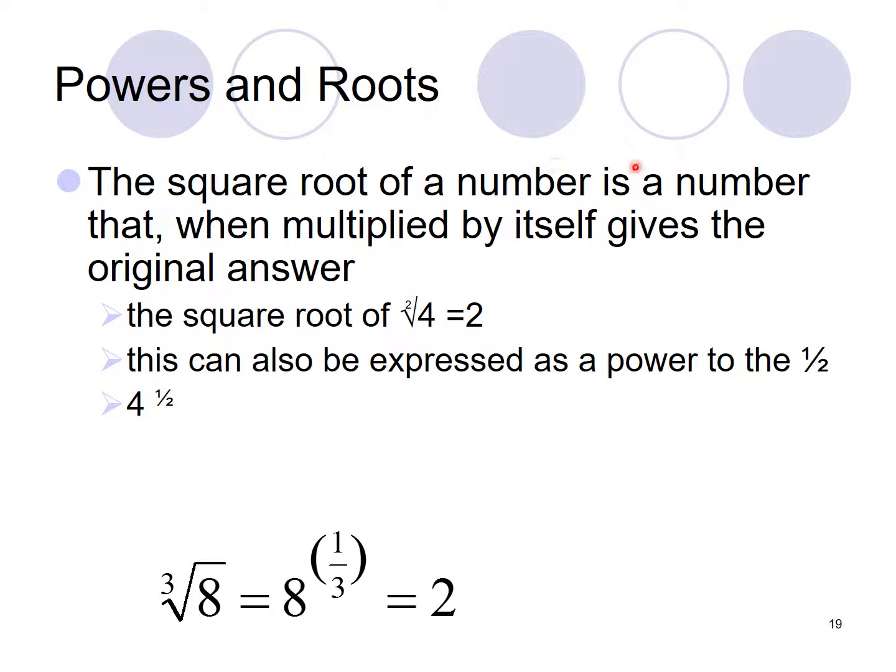The square root of a number is a number that when multiplied by itself gives the original number. The square root of 4 is 2 because 2 multiplied by itself gives you 4. This can also be expressed as to the power of a half, or 1 over whatever is in here. So for example, the cube root of 8, or the third root of 8, another way of writing that is 8 to the power of 1 over 3, and you'll notice I've put in brackets there, and that's useful on a calculator, equals 2. Because 2 multiplied by 2 multiplied by 2 will give me 8.